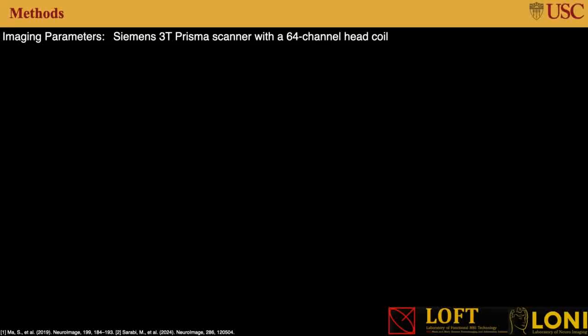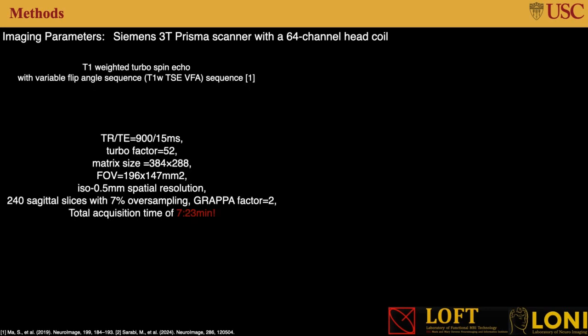Our data were acquired with the Siemens 3T Prisma scanner with a 64-channel head coil. The imaging protocol included a 3D MPRAGE and a black-blood MRA acquired using a T1-weighted turbo spin echo with a variable flip angle sequence. The dephasing of the flowing spins along the long echo train gives us the black-blood contrast. In summary, we achieved at 3T 0.5mm isotropic spatial resolution with near whole brain coverage, with a scan time of just 7 minutes and 23 seconds.